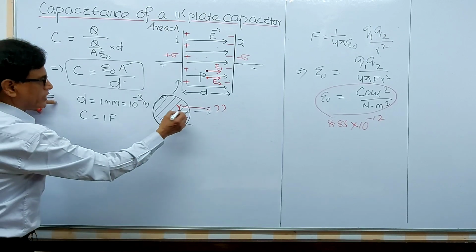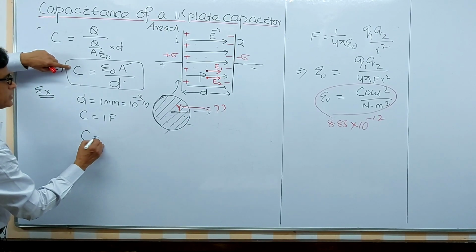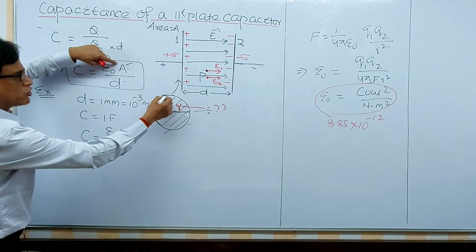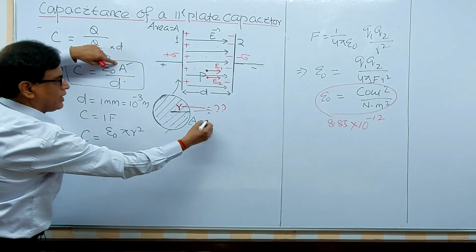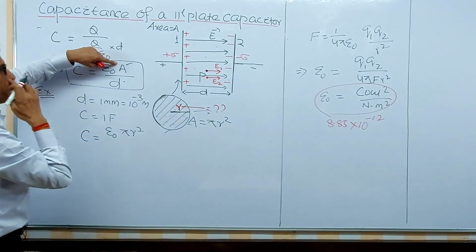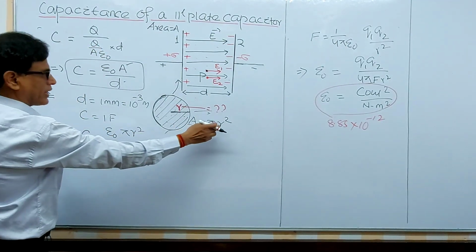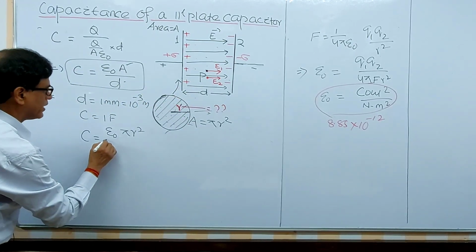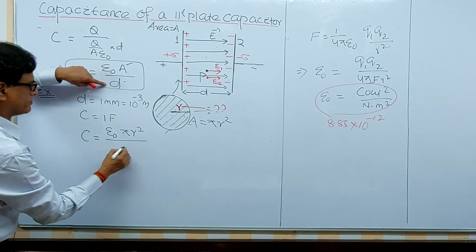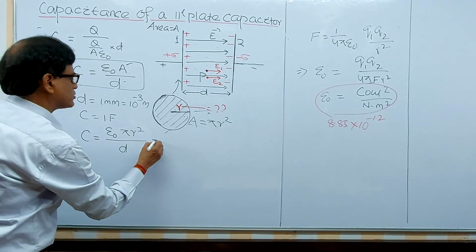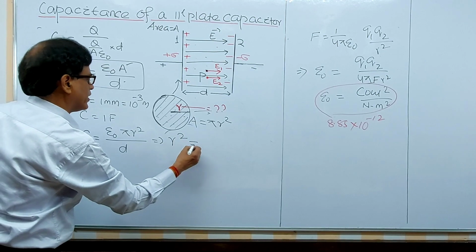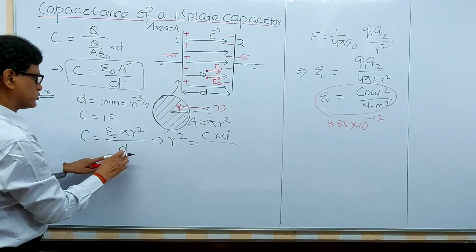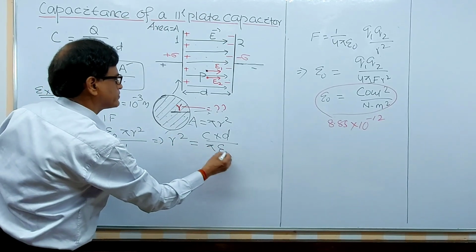Now here you have to find the radius. You can apply the formula C equals epsilon 0 A by d. This is circular in form, so the area is pi r square. Radius r you have to calculate, and distance is given. So you have to find r square. R square is equal to C into D by pi epsilon 0.